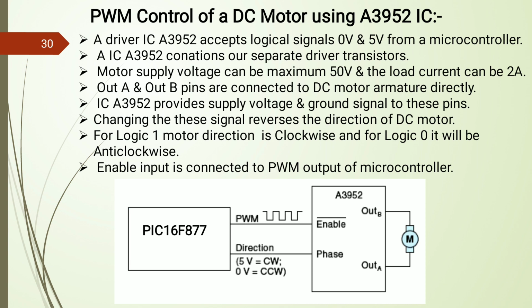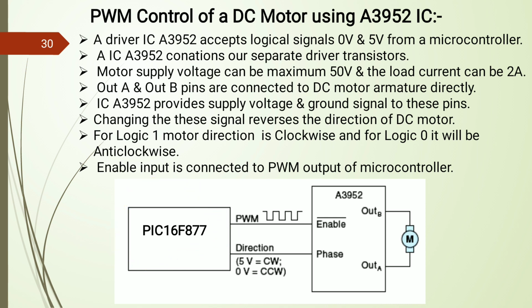So out A and out B pins are used to actually interface or connect the DC motor to the driver IC A3952. So the DC motor's two terminals are connected to out A and out B, which can be used to supply the voltage and ground signal to the DC motor. So supply connections are made with the help of these two terminals of the driver IC, and the remaining two terminals of the IC, that is enable and phase, are connected to the controller side.